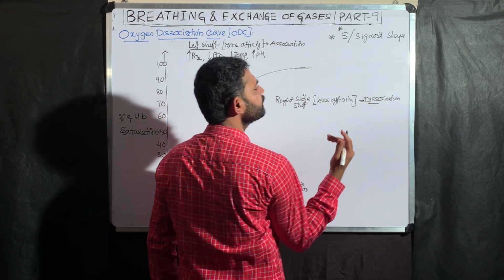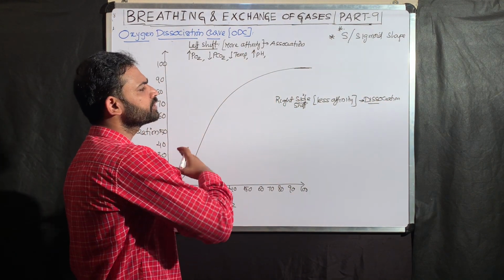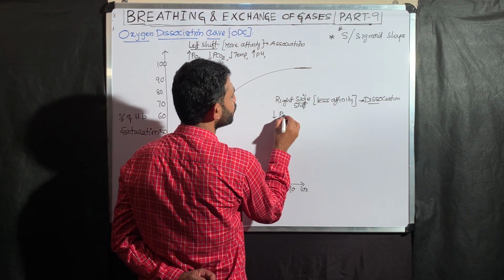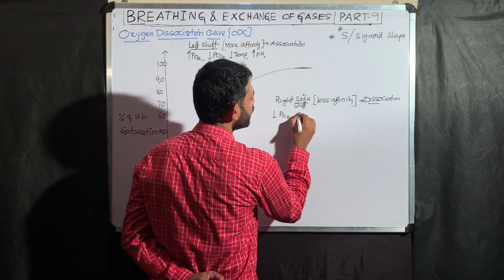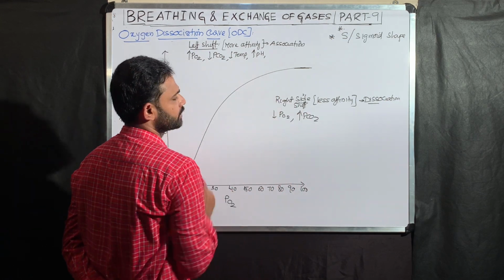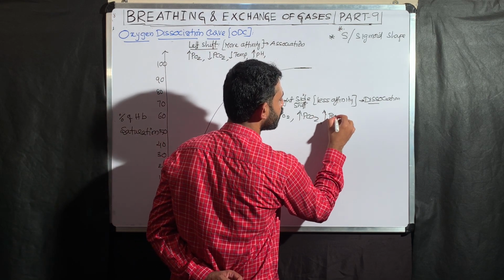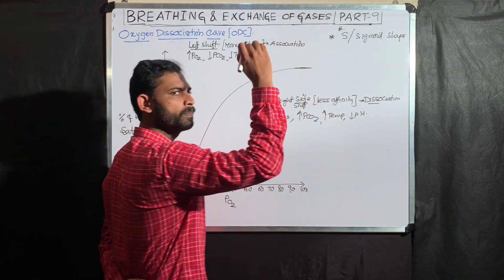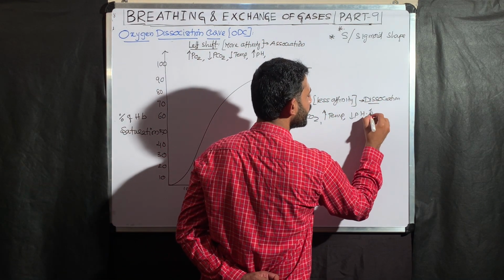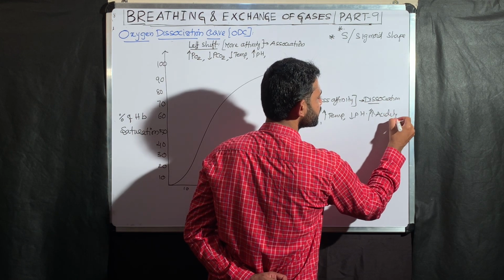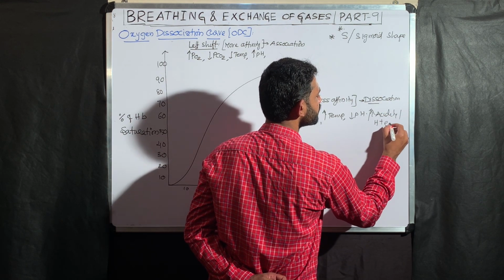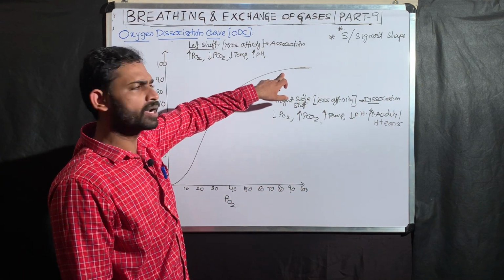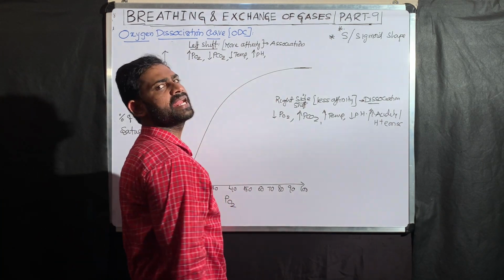Okay. Now what are the factors that influence the standard ODC towards the right shift? That means low PO2, high PCO2, exactly opposite. High temperature. Next one is a low pH. Low pH means what? Automatically high acidity, meaning high H plus concentration. These are the factors that make the standard ODC shift towards the right.